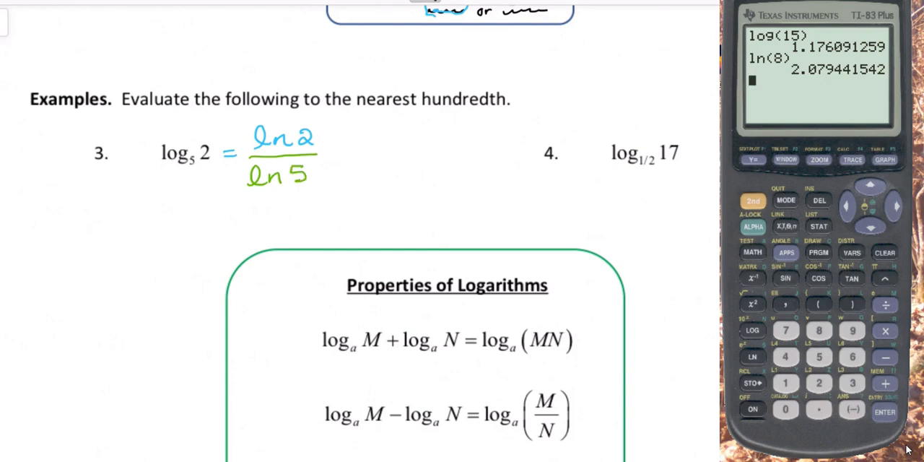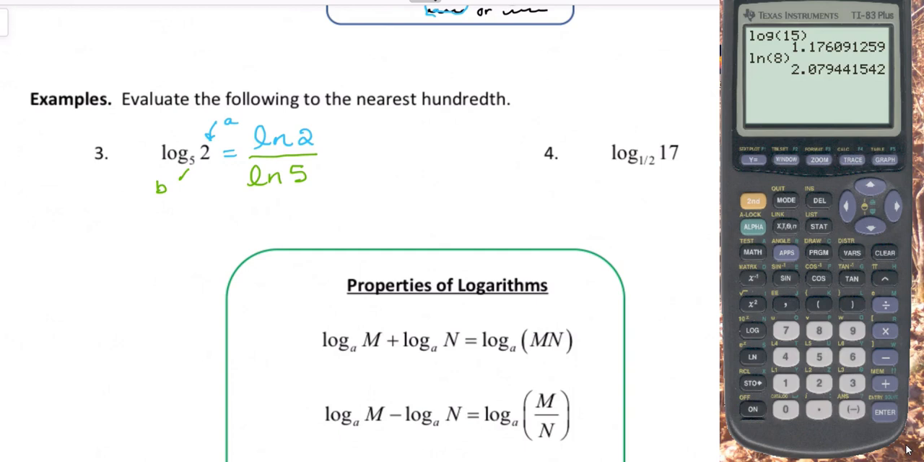I always remember that if my argument is A and my base is B, the way that I remember the order is just alphabetical order. So it's the natural log of A over the natural log of B. You just got to keep straight which is which.